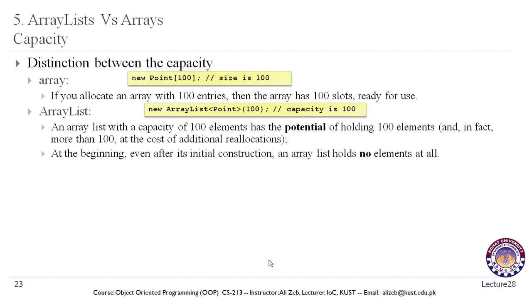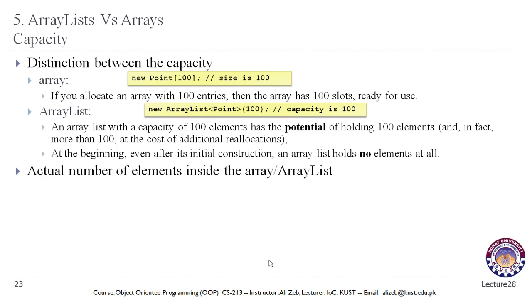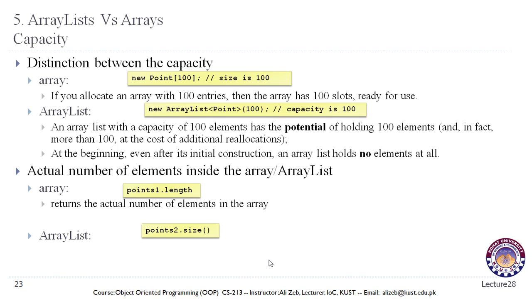At the beginning, even after its initial construction, an array list holds no elements at all. Actual number of elements inside the array or array list: for the array, points.length can be used. It returns the actual number of elements in the array. And for the array list, we can use the size method, which returns the actual number of the elements in the array list.